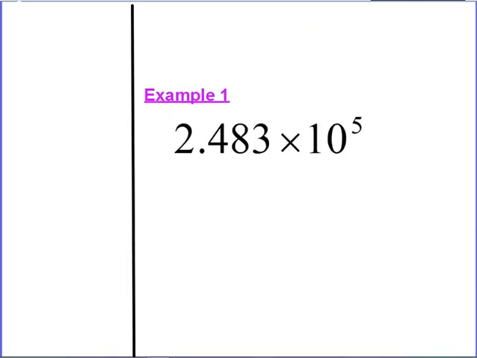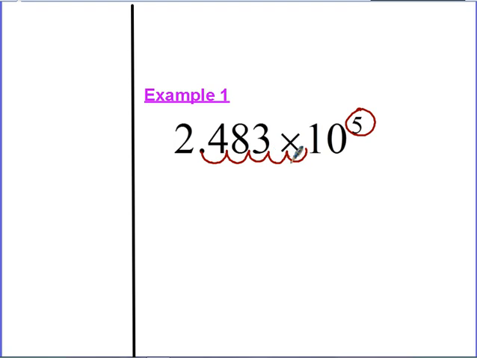Okay, so example 1. This number is written in scientific notation. Okay, again, I can tell because I have a number times a power of 10. So this power is going to tell me how many places to scoot my decimal point. I'm going to scoot my decimal point 5 times. And since this is a positive 5, I'm going to scoot it 5 places to the right. So I'm going to show my trail. 1, 2, 3, 4, 5.